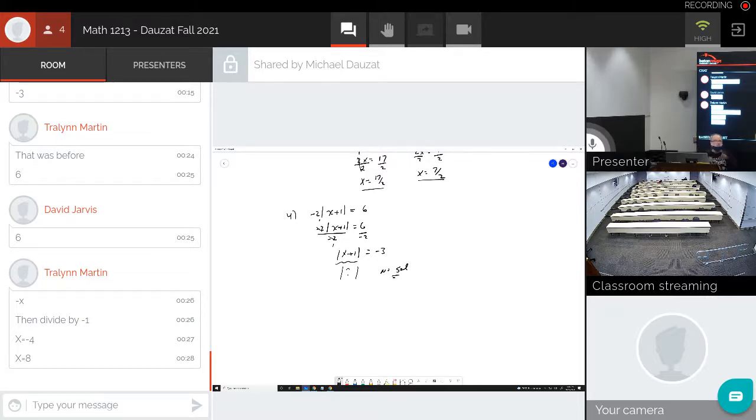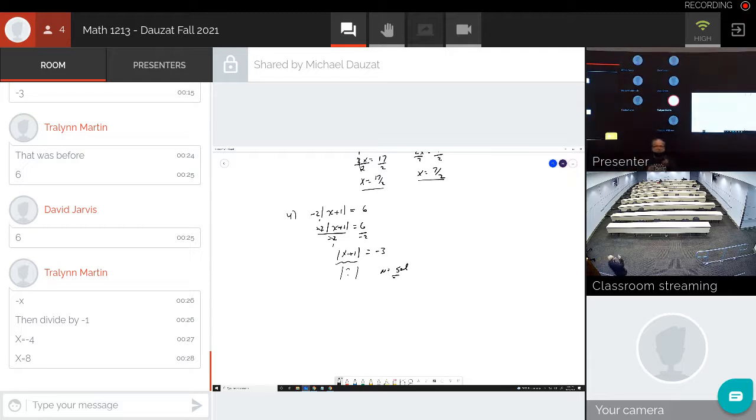There is no real number that you can substitute into that absolute value expression that will be negative. Okay? So whenever you get the absolute value of an expression equal to a negative number, there's no solution. Nothing will work. Okay, now listen carefully.